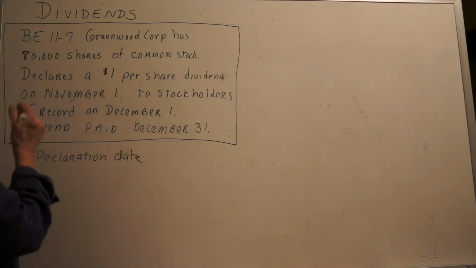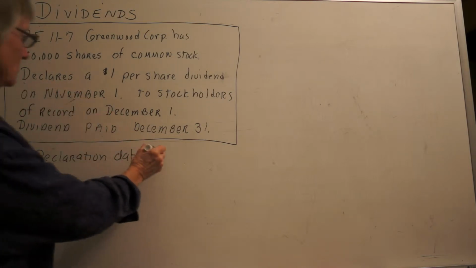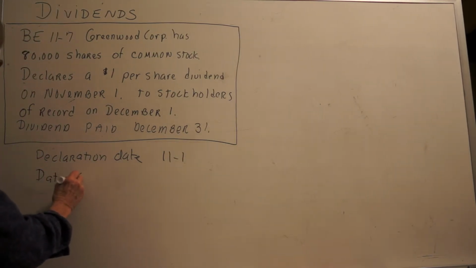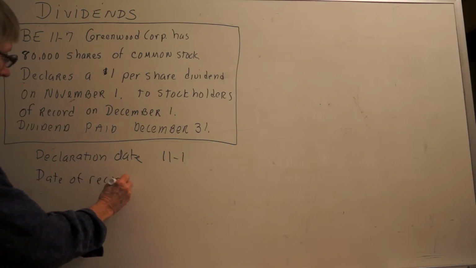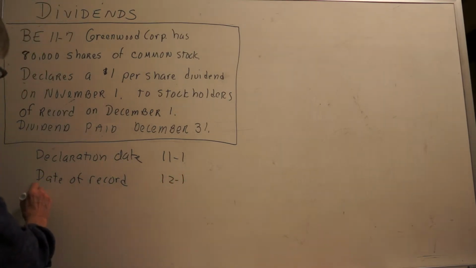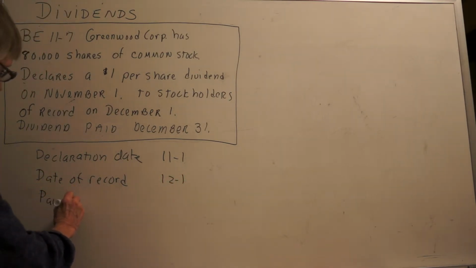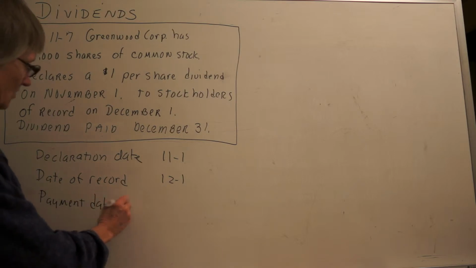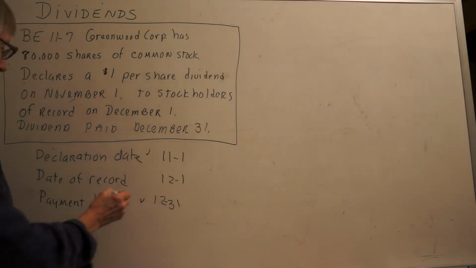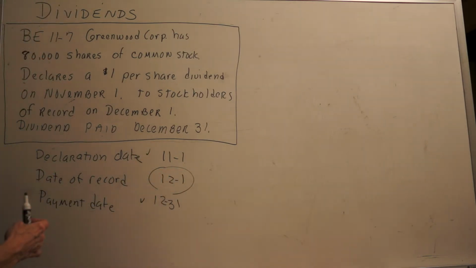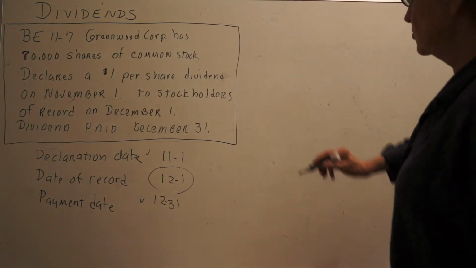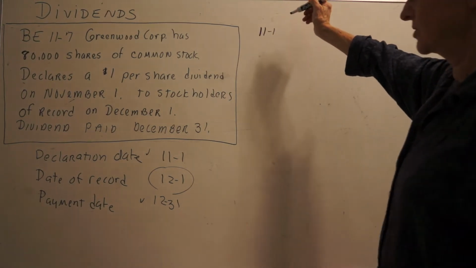That's the date when they declare the dividend. So they declared it on November 1st. The date of record, if you own the stock on this date, you get the dividend, is December 1st. And the payment date is 12/31. Okay, so for this one and this one, we do a journal entry. For the date of record, there might be a memo, but we do not need to do a journal entry. So on November 1st, they declare a dividend.